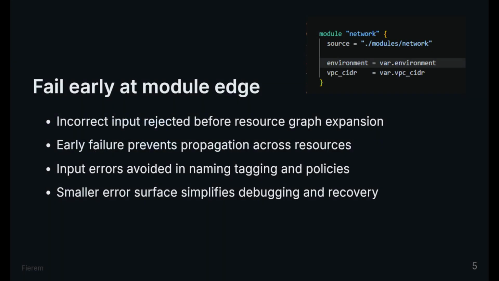On a submarine, you do not wait for flooding to prove a compartment boundary mattered. You verify the seal before the casualty spreads. Module validation does the same thing. It treats bad input like water at the hatch. One rejected argument is cheap. A bad value copied into names, tags, routes, and policy attachments is not.